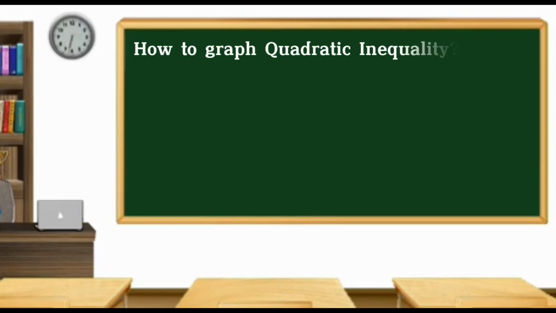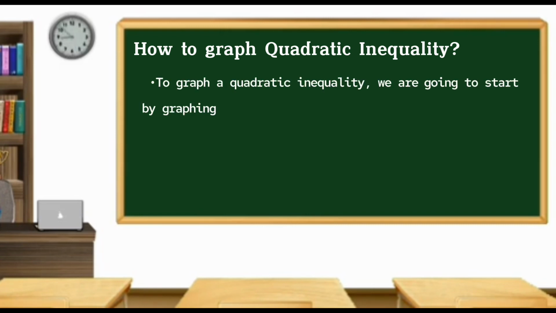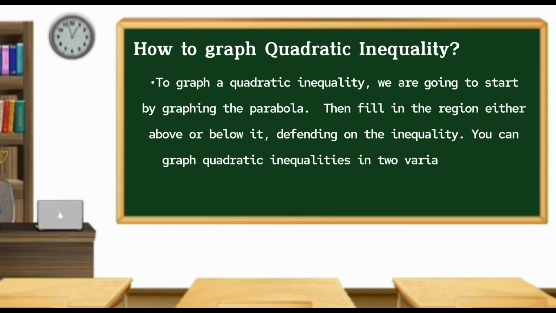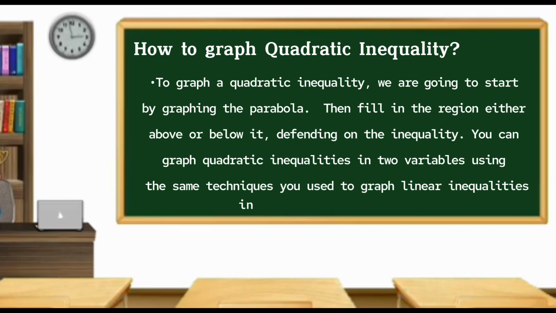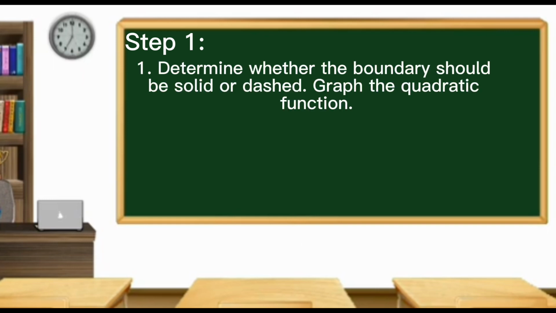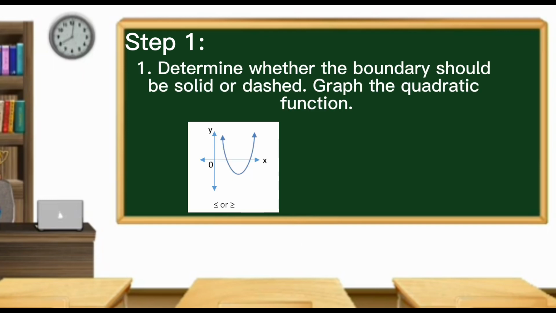How to graph a quadratic inequality? To graph a quadratic inequality, we start by graphing the parabola, and fill in the region either above or below it, depending on the inequality. You can graph quadratic inequalities in two variables using the same techniques you use to graph linear inequalities in two variables. Step 1. Determine whether the boundary should be solid or dashed.